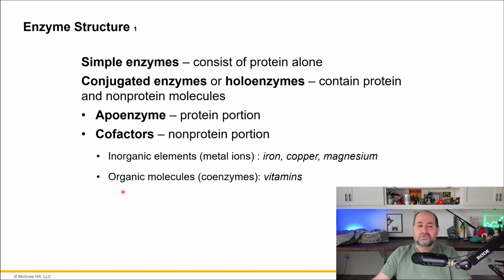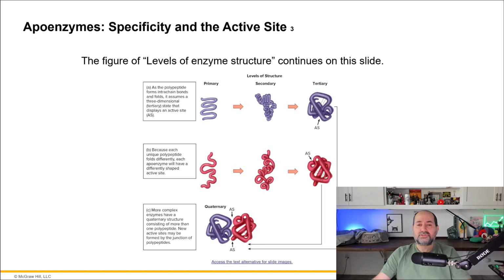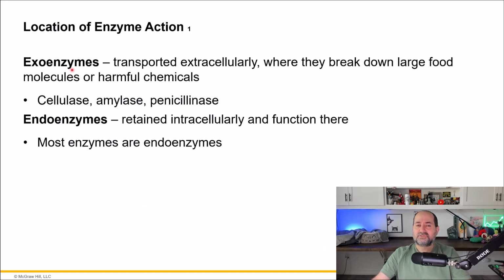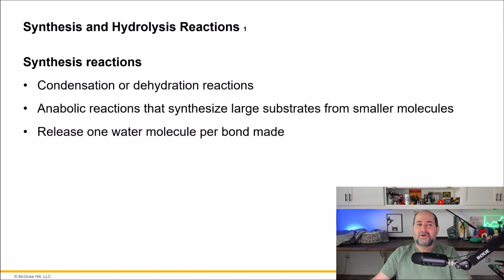But then there can also be organic cofactors as well. You should know that those are called coenzymes, and they include things like the vitamins. You should know that proper folding of an enzyme is important. Otherwise, if a protein becomes unfolded, that means denatured, it loses function. You should know that exoenzymes function outside of the cell, while endoenzymes function inside of the cell. Do you remember how synthesis reactions occur?